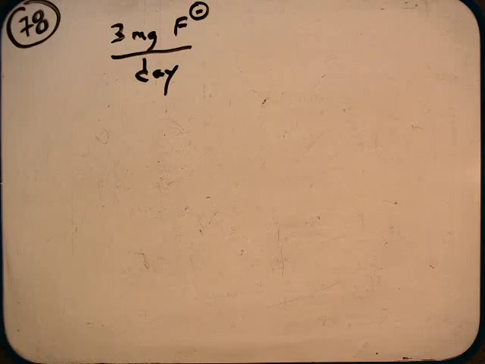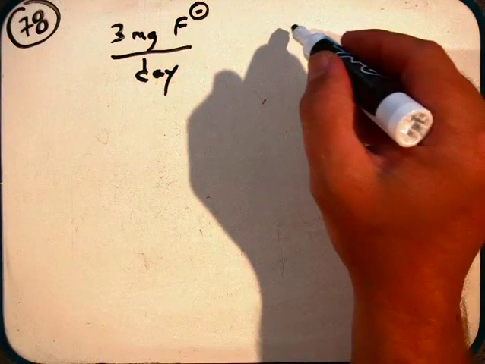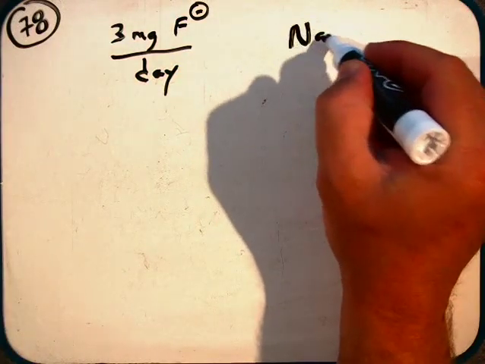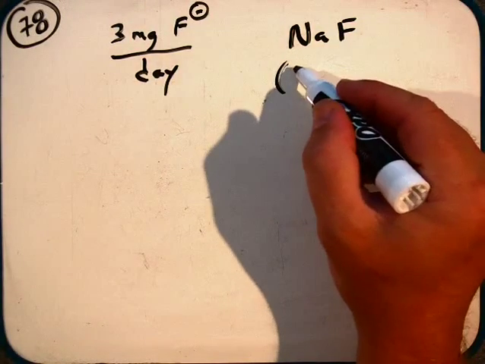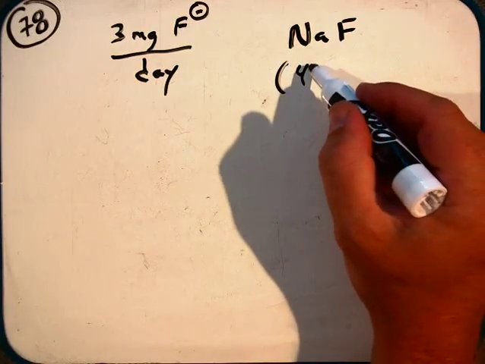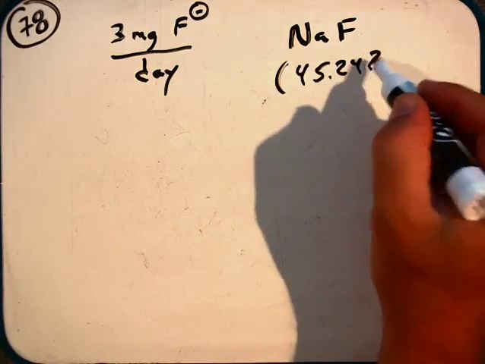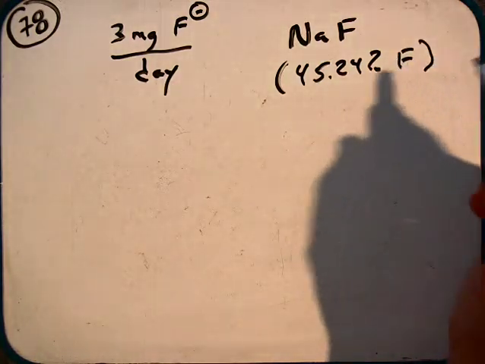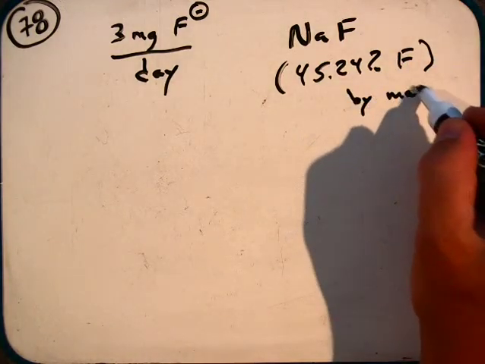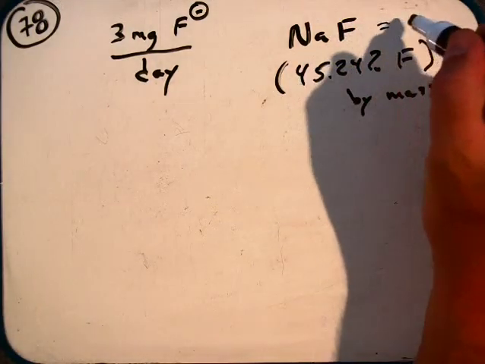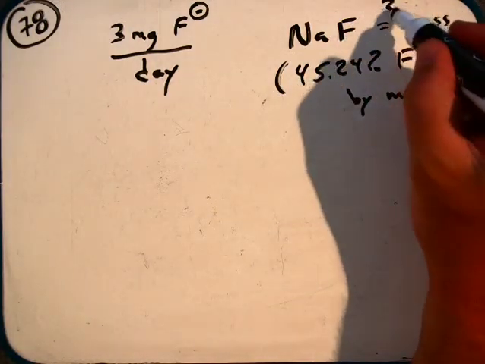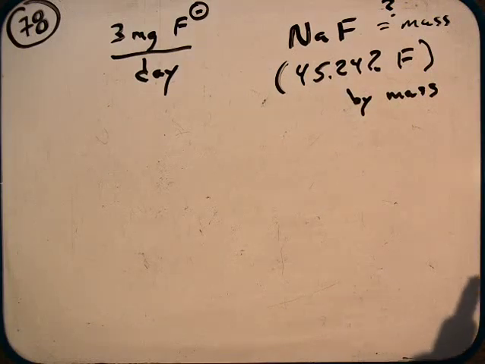If the fluoride is consumed in the form of sodium fluoride, so what is sodium fluoride? That would be NaF. That's how we actually would get the fluoride into our system, and it has a value of 45.24% fluorine or fluoride, and this is always going to be by mass. The question is, what amount of sodium fluoride contains the recommended amount of fluoride required to prevent tooth decay?